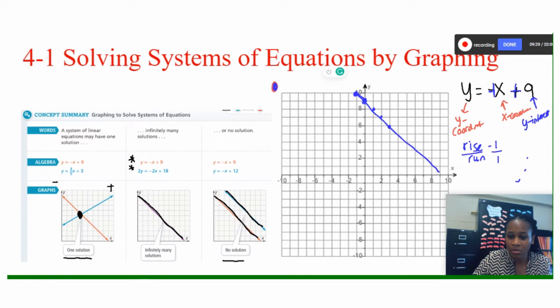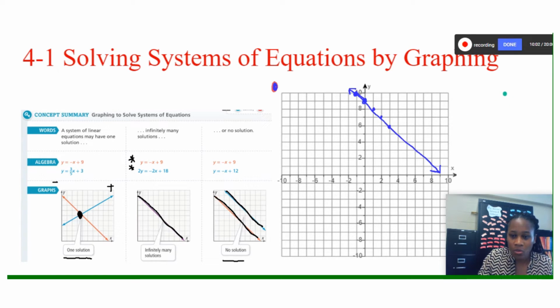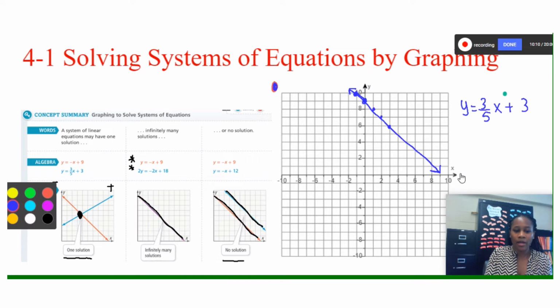Okay, and then you can put your arrows because remember, this is a constant function. It's going to keep going, so you want to put those arrows on the end. My next equation is y equals 3/5 times x plus 3. So I'm going to go ahead and graph that with purple.